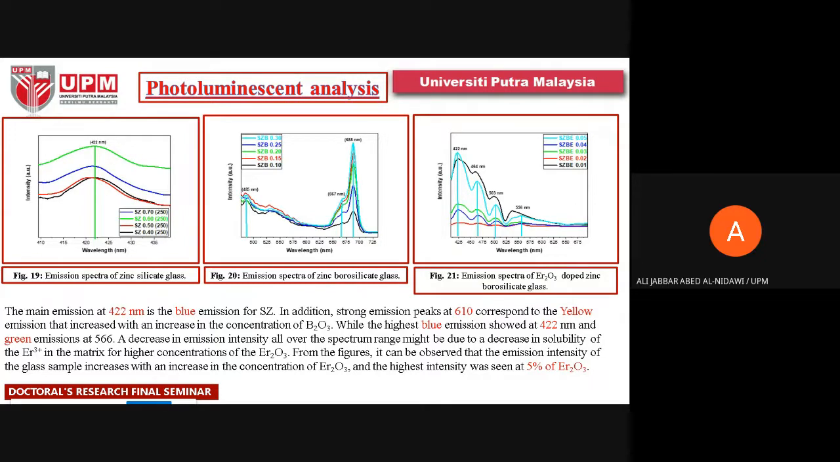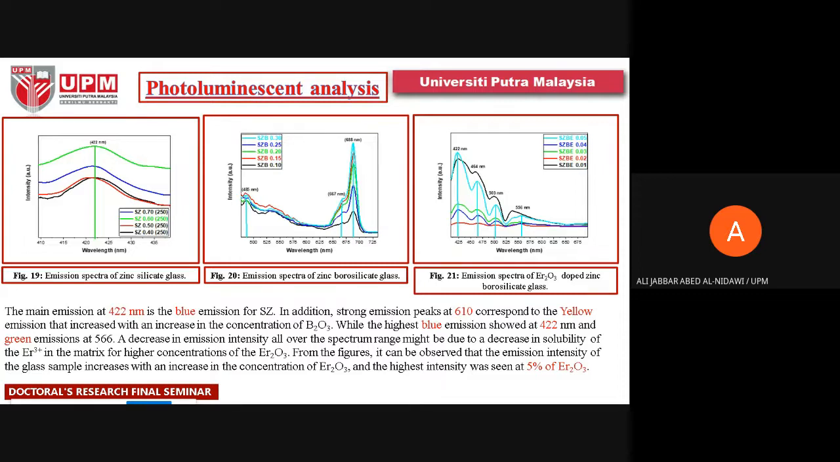While for the boron, there is a high emission at 688, which is the yellow emission. And for the erbium-doped zinc borosilicate glasses, we can see many emissions, such as the highest one at 422 nanometer, which is the blue emission.